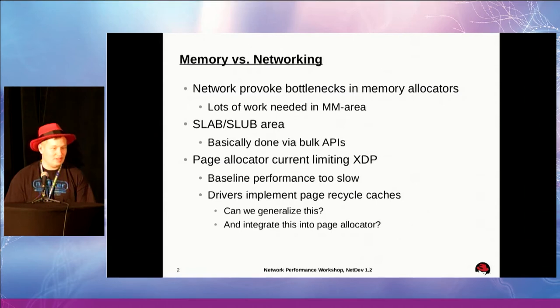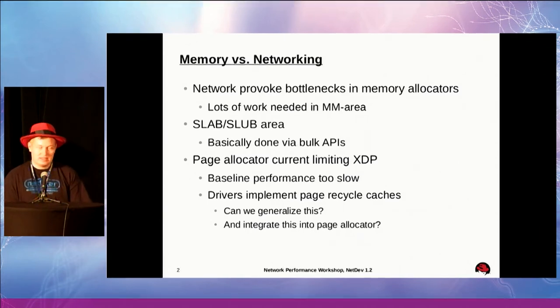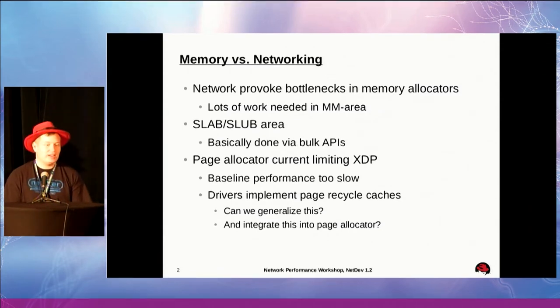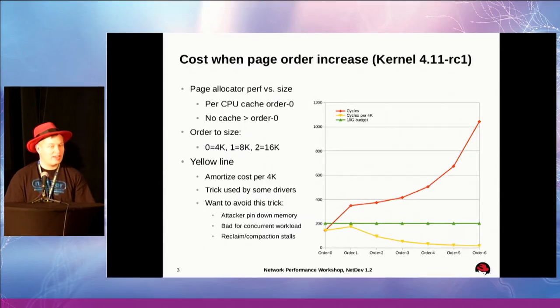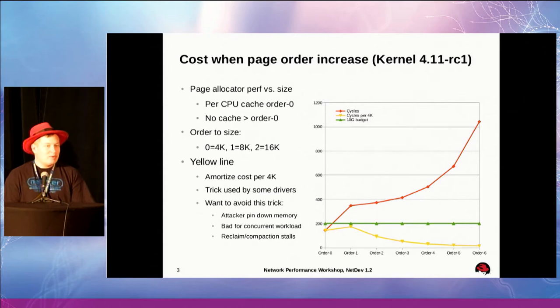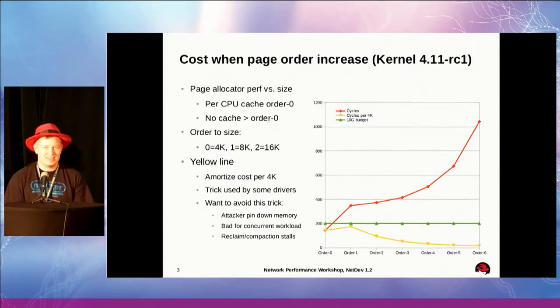So basically the baseline performance of the page allocator, we really cannot use. And we're using tricks like page recycling, as Alex just talked about, and I'm wondering, can we generalize this and integrate some of these ideas into the real page allocator or the caching layer in the page allocator? So I'm playing around with different things. I think I have a graph here where you can see what the cost is if we go for different order pages. Normally network people don't know what order means in network pages, so I also have a small order to size conversion. Order 0 means 4 kilobytes, order 1 is 8 kilobytes, order 2 is 16 kilobytes, and so forth.